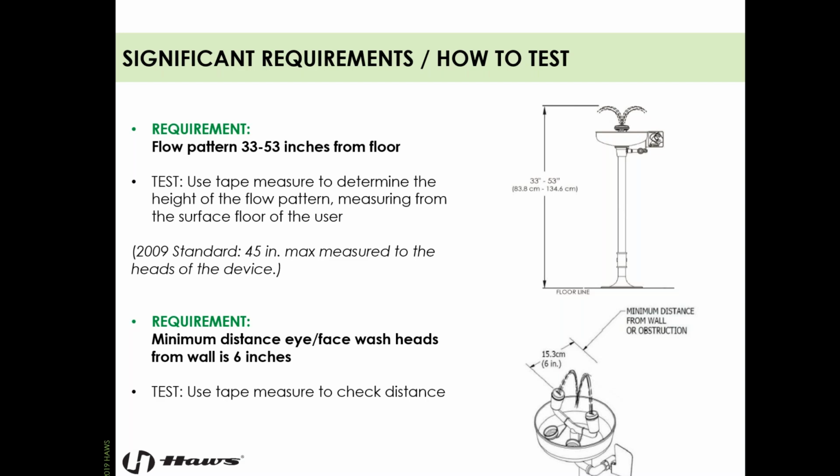Now, the heads of the device have to be a minimum distance of 6 inches from a wall, or just, let's just say, obstruction in general. And the purpose of this is to make sure that your head isn't going to hit anything, or something isn't going to interact negatively with the flow pattern from the eyewash or eye face wash heads, and obstruct it, okay? So those heads have to be a minimum of 6 inches away from any obstructions. Just use a tape measure, measure from the head of the device, 6 inches out, make sure they're free and clear. That one's super easy.